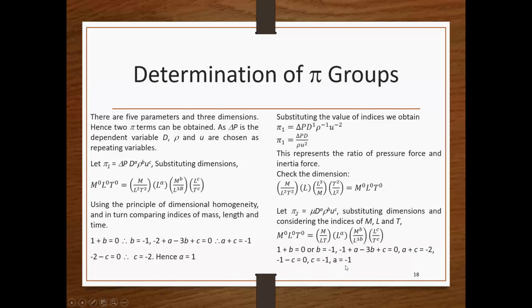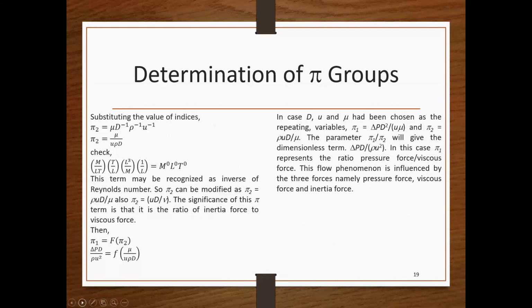So, A is equal to negative 1. Since negative 1, substitute it here, so negative 2 plus 1 is negative 1. So you have that. Substituting the value of the indices, pi is equal to U, D to the negative 1, rho to the negative 1, U to the negative 1 is U over U rho D.